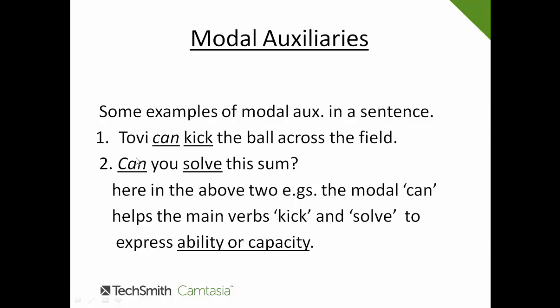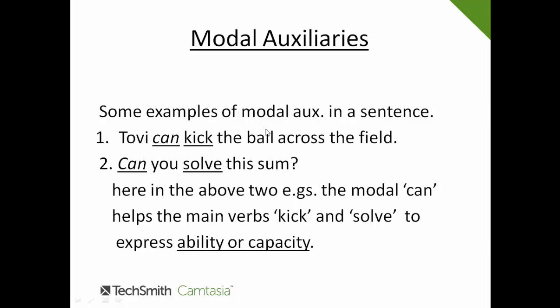We'll explain it here. In the second example, can you solve this sum? The modal auxiliary can, which is again italicized and underlined, helps the main verb solve in forming questions, as well as in expressing capability or ability here. In the above two examples, the modal can helps the main verbs kick and solve to express ability or capacity.